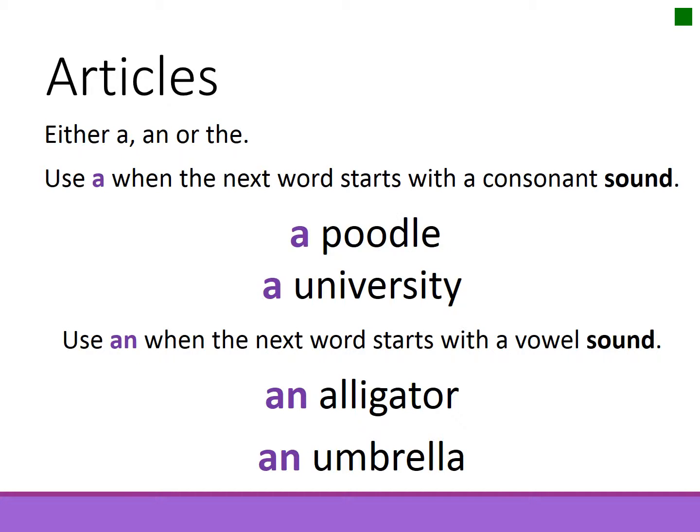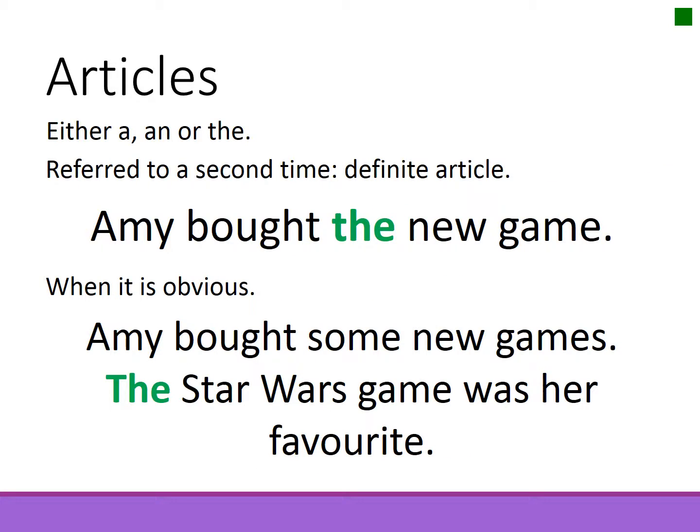A is used when the next word starts with a consonant sound. A poodle, a university. An is used when the next word starts with a vowel sound. An alligator, an umbrella. The is a definite article.